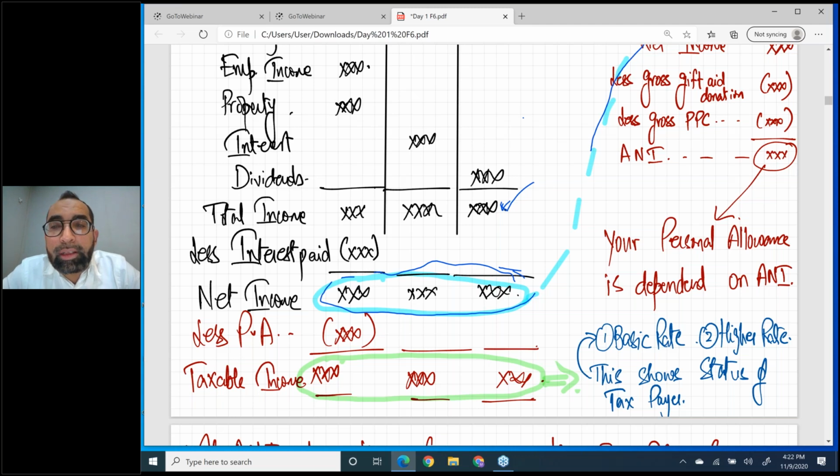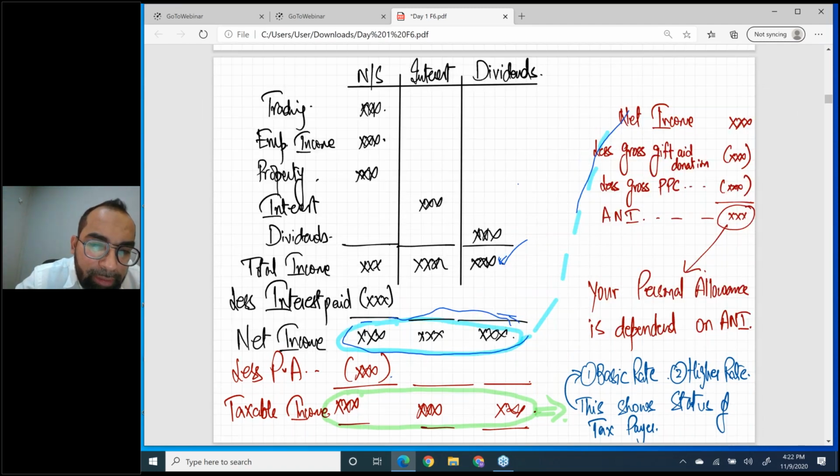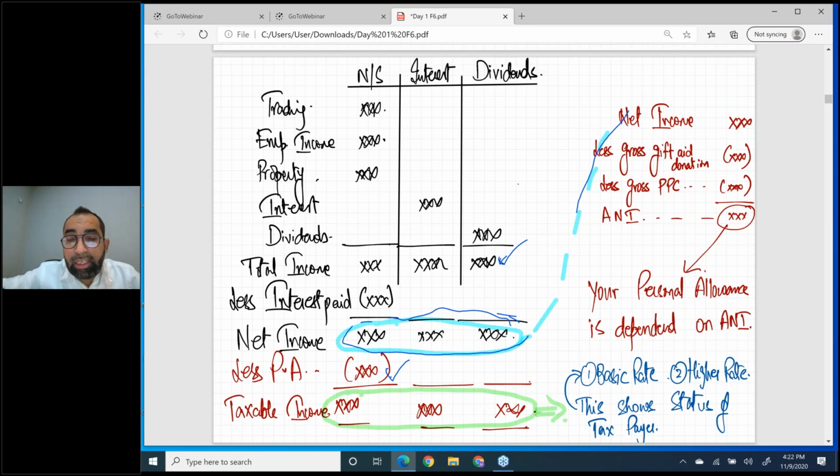Okay, so why did we do this side working? Why did we compute this ANI? Principally because we need to compute personal allowance. Right? So once you get the personal allowance, come to the main sheet and write your personal allowance here. Now from net income, you will deduct personal allowance and you will get taxable income. Now the question is, sir, what is taxable income? Taxable income is the income on which you directly apply the tax rate.